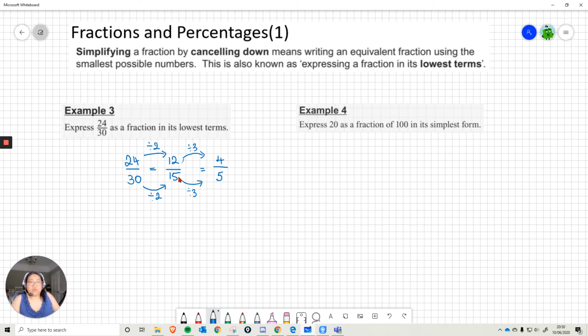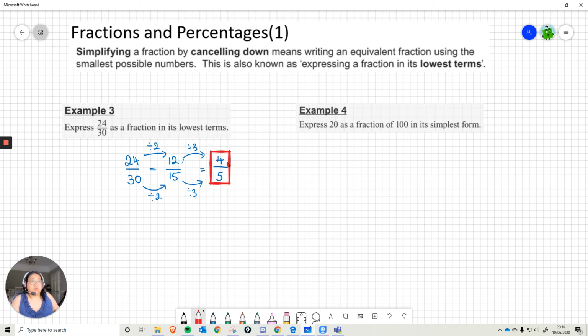Okay, now again, we can't cancel it. We can't halve 5, but I'm just going to double check there isn't anything else. If you think about 4, I can divide 4 by 2, but I can't divide 5 by 2. I can also divide 4 by 4, but it doesn't go into 5. And then there's nothing else that goes into 4. So that's how I know I've finished cancelling my fraction, and this 4/5 is my lowest terms for the fraction 24 over 30.